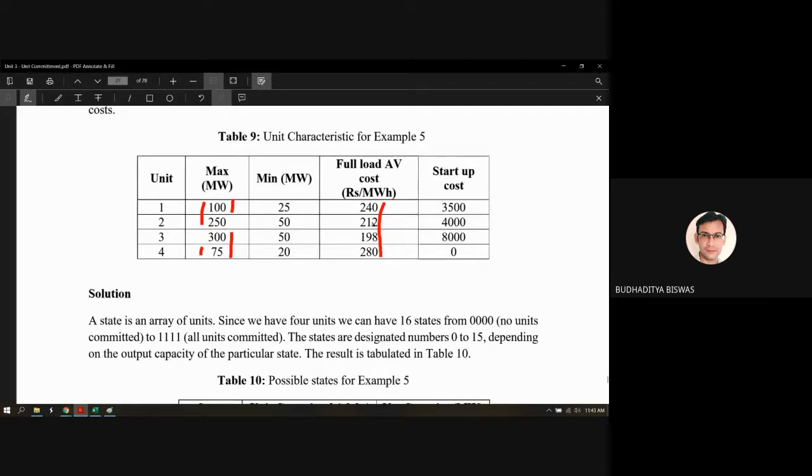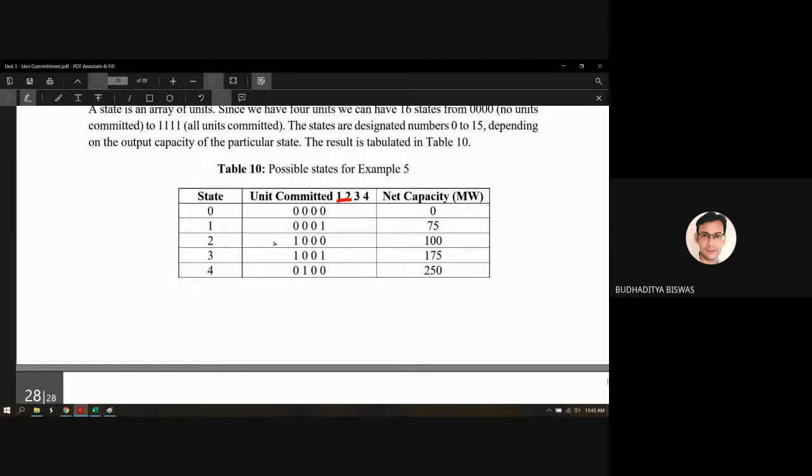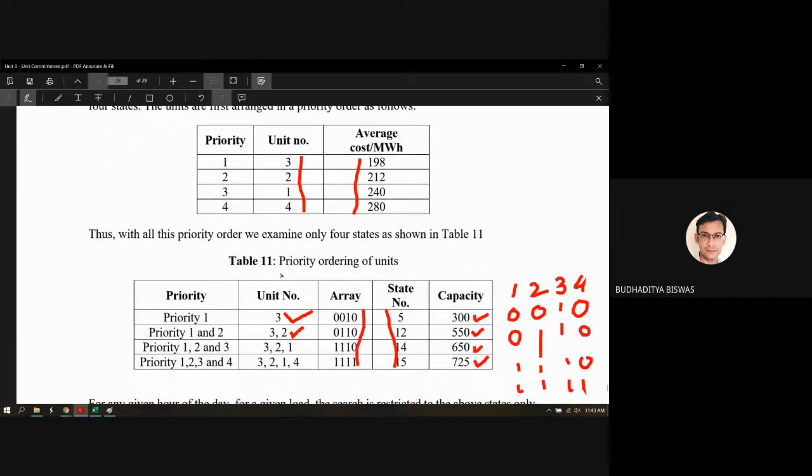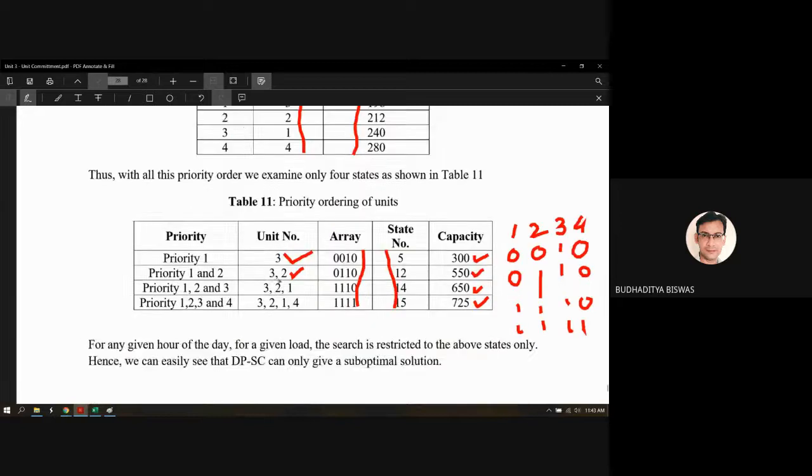So from this table you can see that unit 3 has the highest priority, then unit 2, then unit 1, then unit 4. And based on this, if a particular generation is given, then how to find out the average cost of this, or how to find out the cost of this, like this.